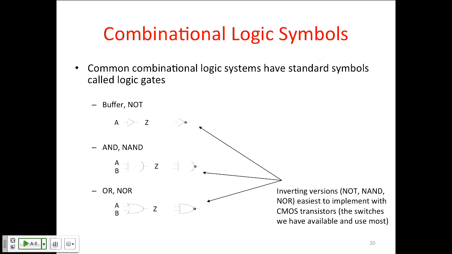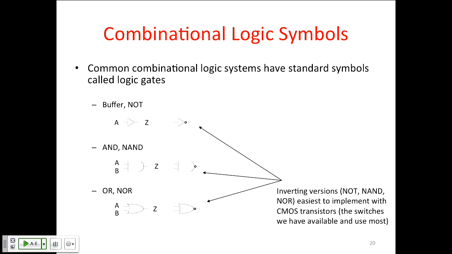An AND gate looks like this with a flat back and a rounded front, A and B going to Z. A NAND gate, which is not an AND gate, is the same except there's a bubble on the output. An OR gate has a curved back like this and goes to a point. That's an OR gate, and if you have a bubble on the front, that's a NOR gate. So these are the classic schematic symbols for those three types of logic gate.